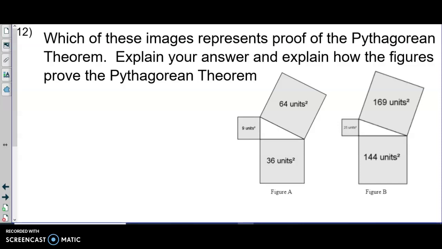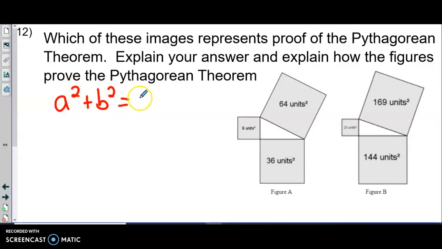Which of these images represents proof of the Pythagorean theorem? Explain your answer and explain how the figures prove the Pythagorean theorem. All right, so if we're going to start proving the Pythagorean theorem, the first thing we need to know is what is the Pythagorean theorem?